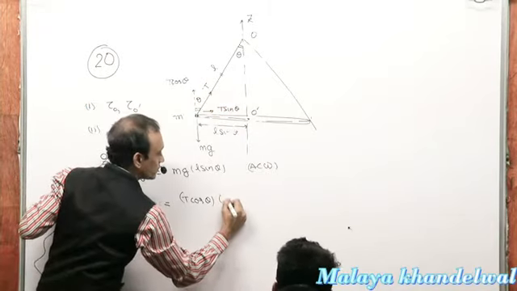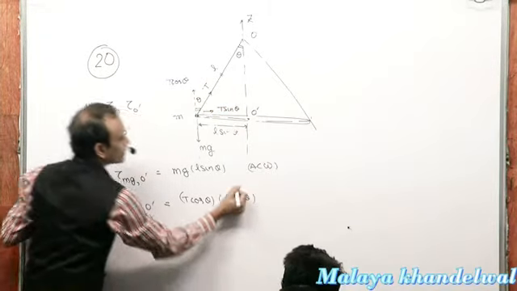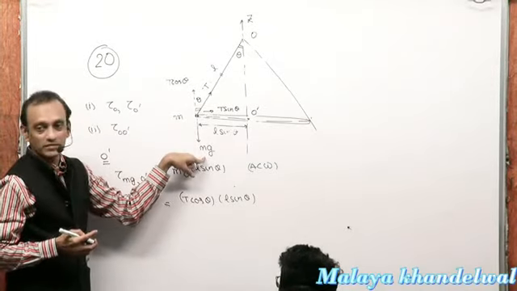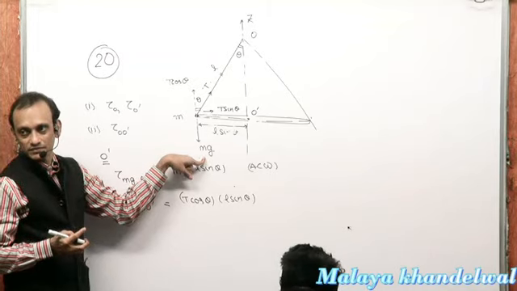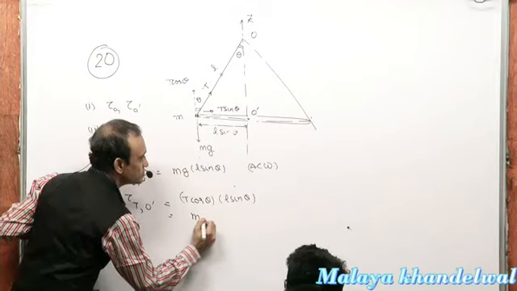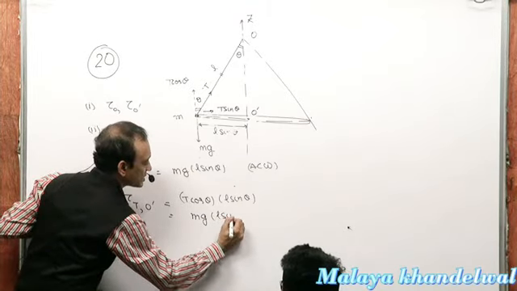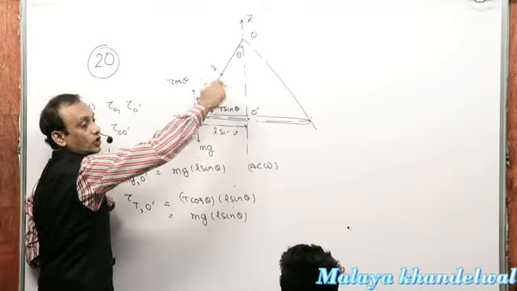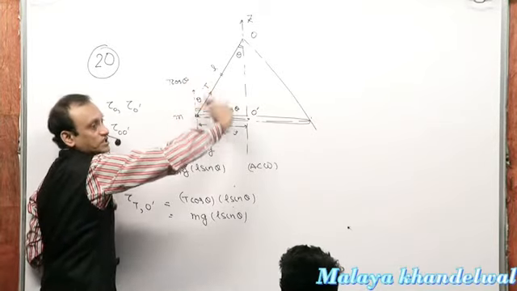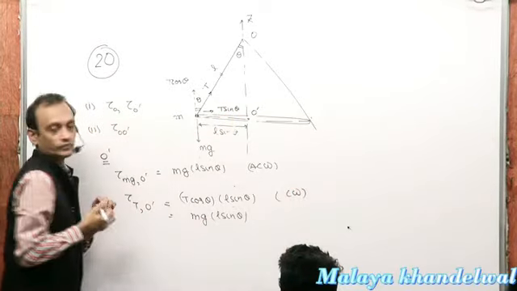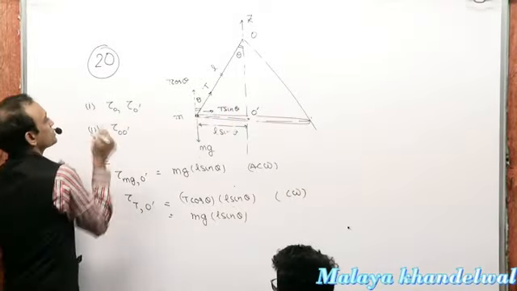Clockwise, right? But what's T cos theta equal to? Mg. T cos theta is mg, isn't it? Net vertical force in this direction is zero. So T cos theta I can write as mg. So mg into L sin theta. And will it be clockwise or anti-clockwise? Clockwise. T cos theta will produce clockwise torque about O prime. So this was the first part.